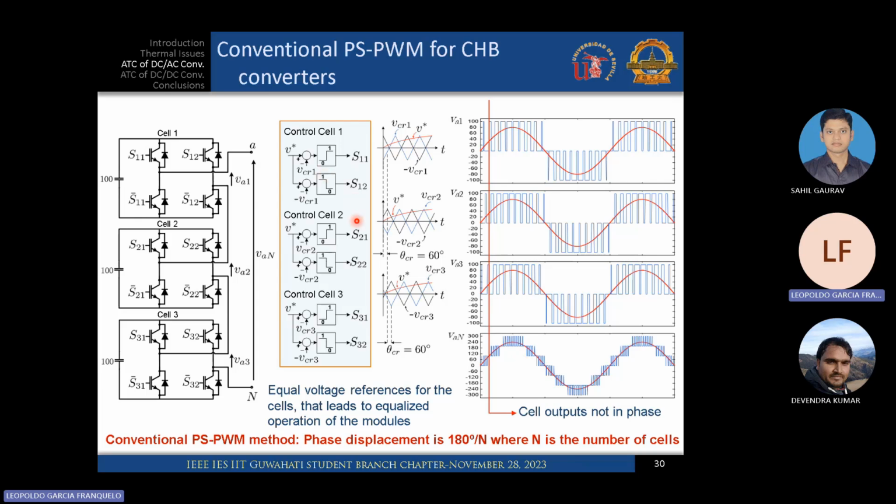But look that we are displacing the carriers a little bit. Exactly, we use 180 degrees divided by the number of cells. In this case N is 3, so we use 60 degrees from one to the next one. In this case, we see that we can find 7 levels. Okay, perfect. This is balanced, and it means that all the cells have the same voltage as reference, so all the cells will give the same power, because the current is common for all of them.